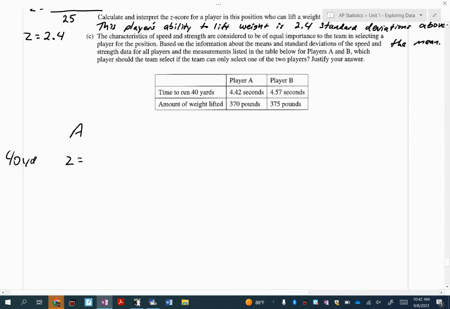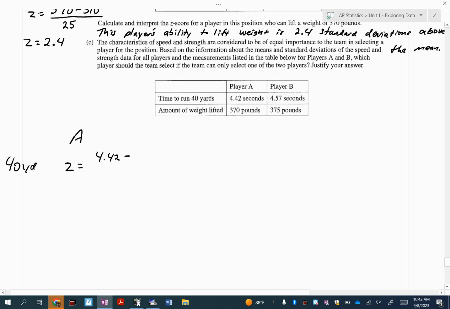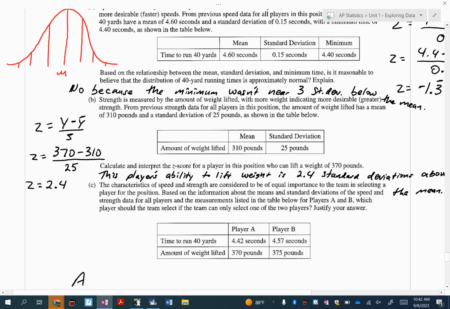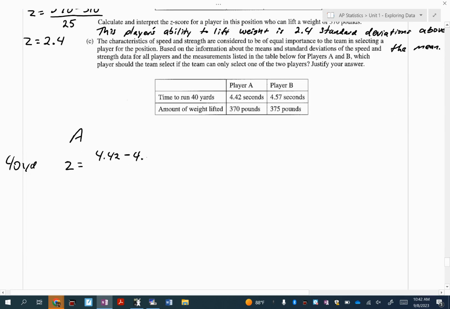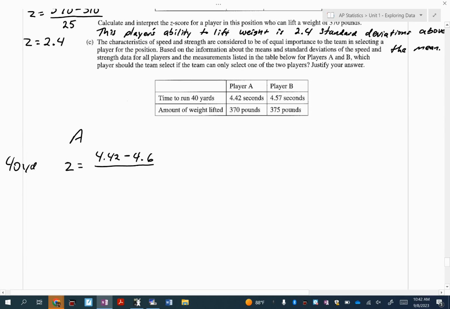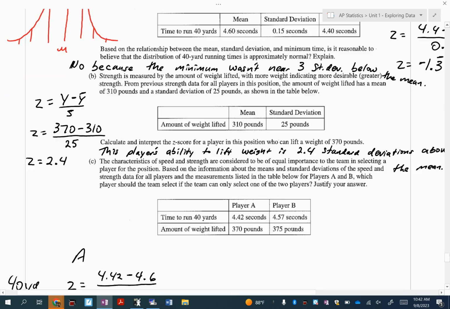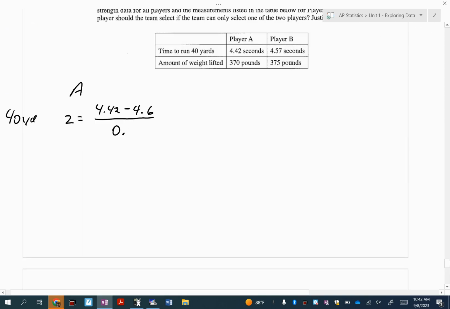So that's going to be Z equals, player A ran it in 4.42 seconds, minus, what was the average? 4.6. I'm just using the box or the table from the first one. And the standard deviation was 0.15. So let's find that Z-score.